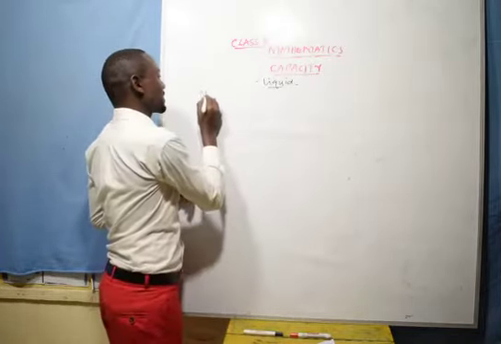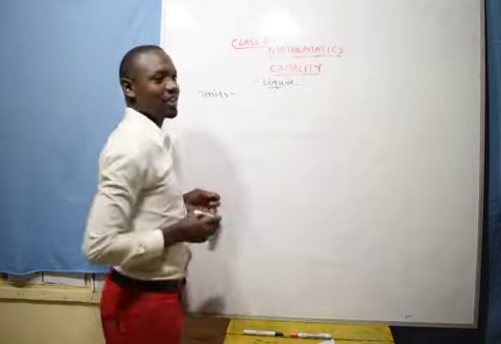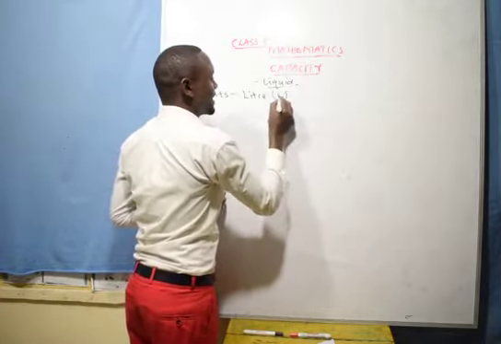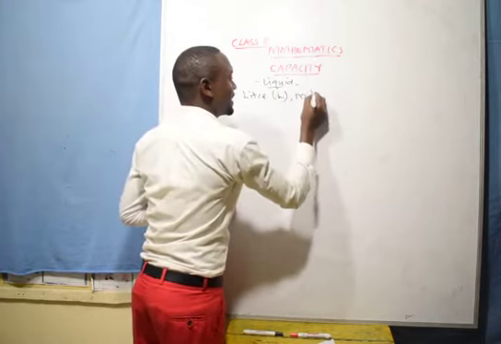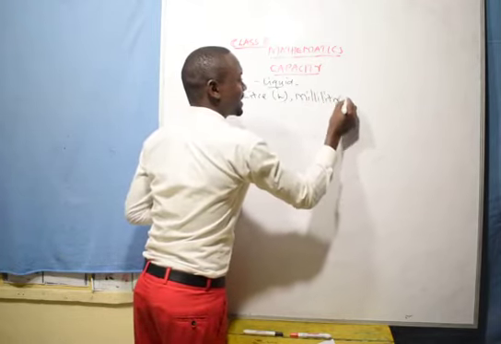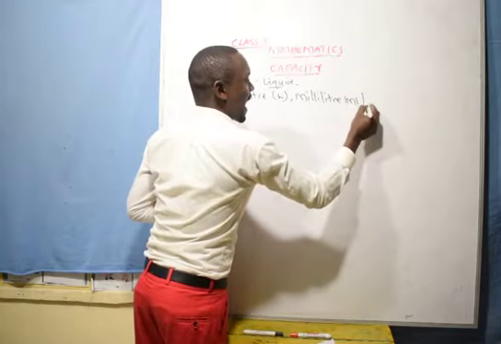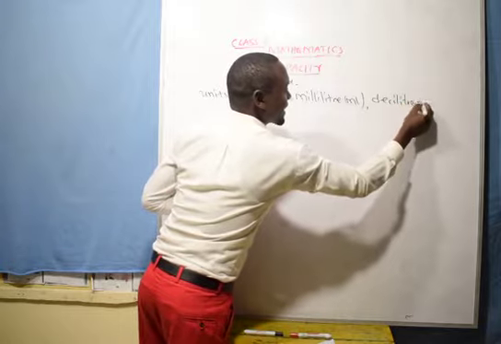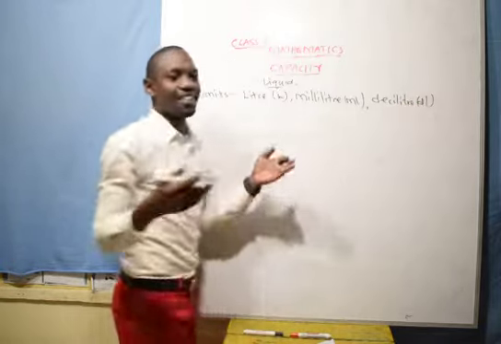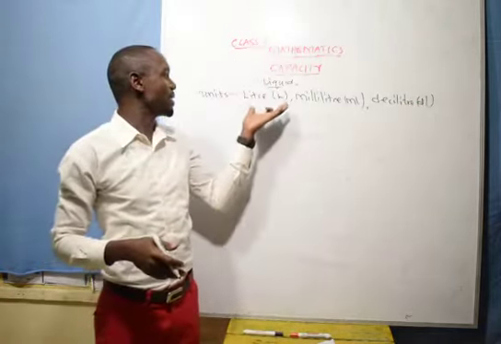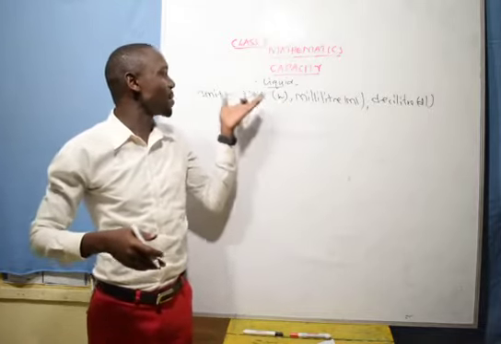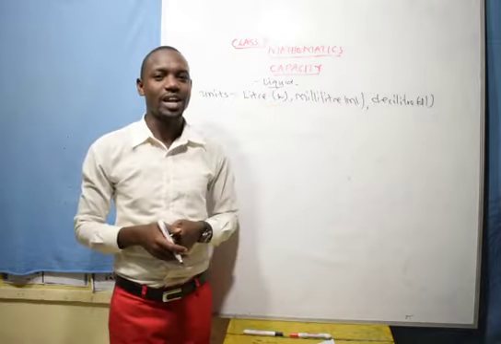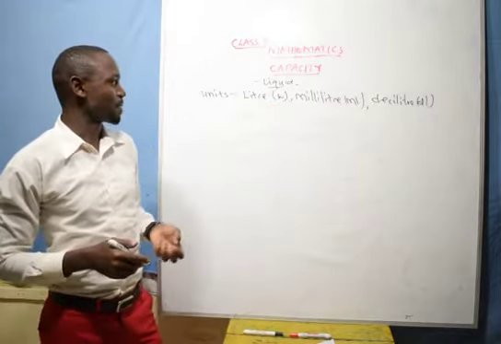The units of capacity, we have the liter, that is L. We have the milliliter, that is ml, and we have the deciliter, that is dL. There are other units which are used when measuring capacity, but these are the main units that are used.